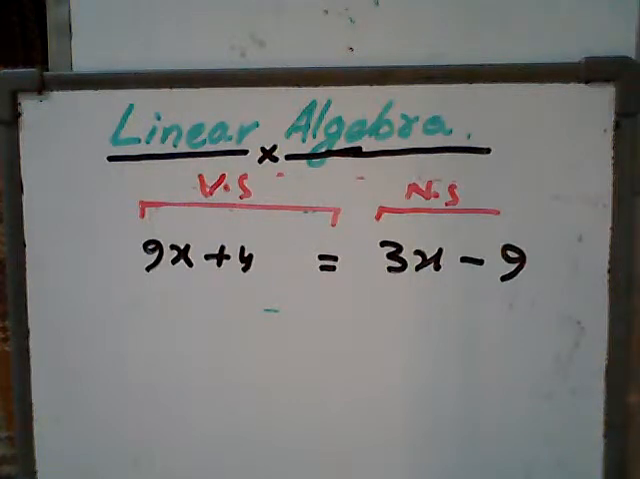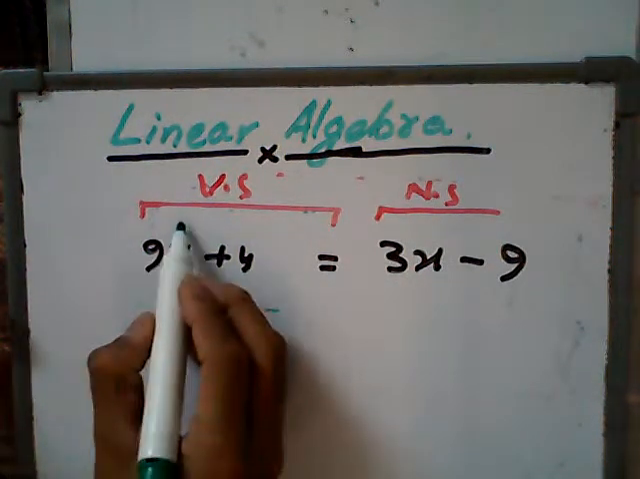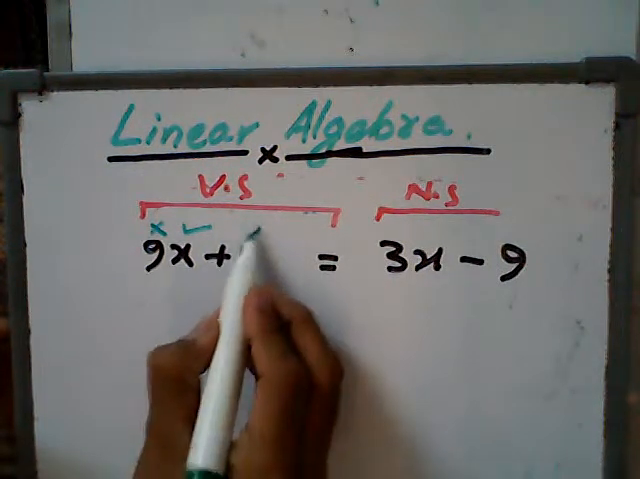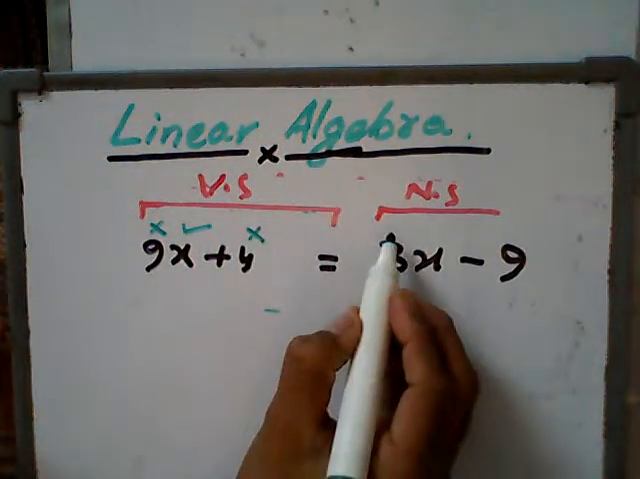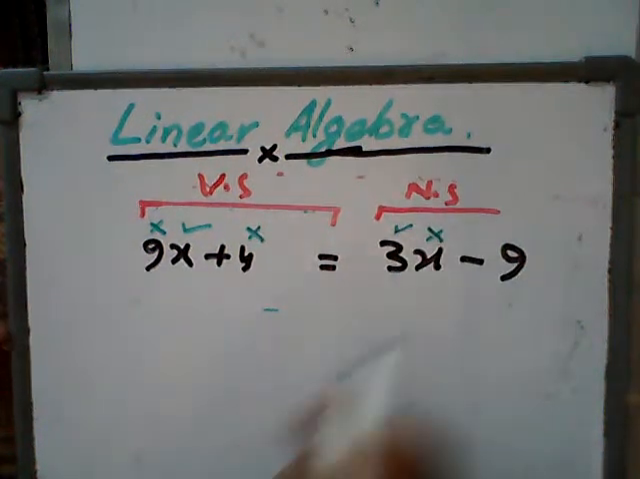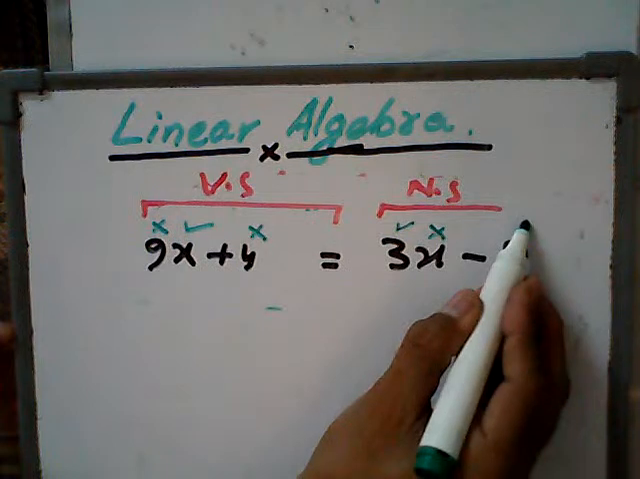We are marking it. So this is a right place at the variable side, wrong place, wrong place, right place, wrong place, and right place.